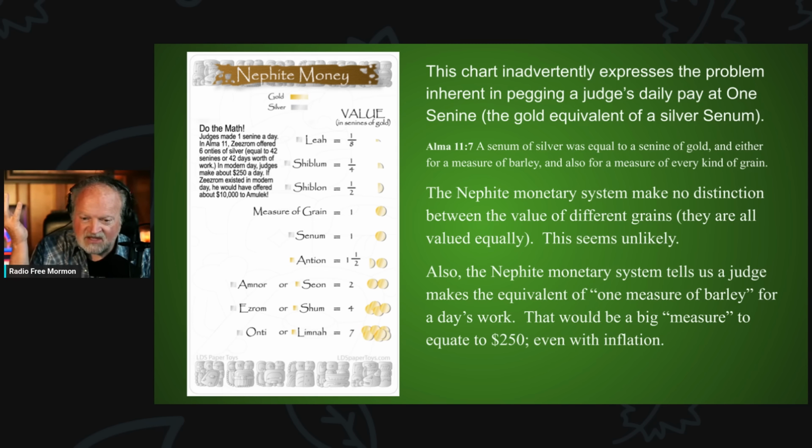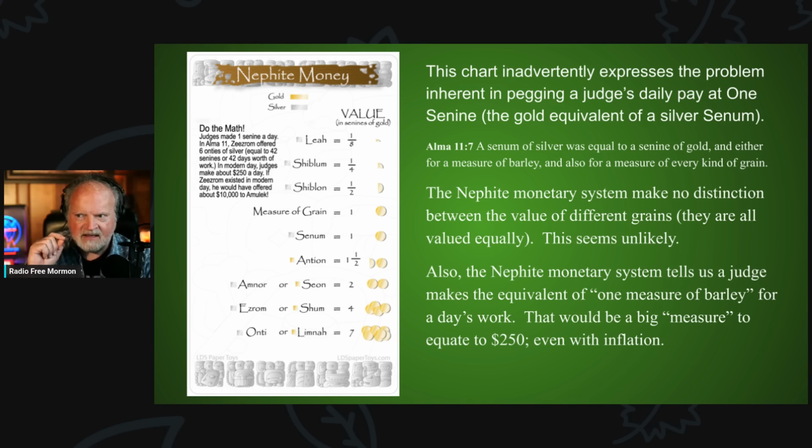If you have less of it than usual, you would think that a measure of barley would be worth less than a senum. But that's not allowed for in this system. No, it's pegged at a senum because the crop is pegged according to the value, the gold and the silver, as opposed to the reverse. And making it even more difficult to understand and difficult to believe, frankly, is the fact it's not just the barley, it's every other kind of grain.